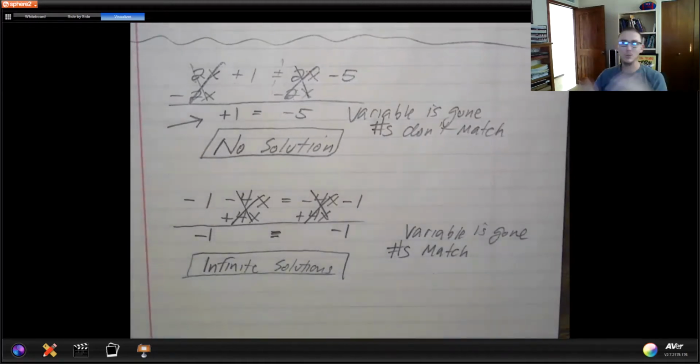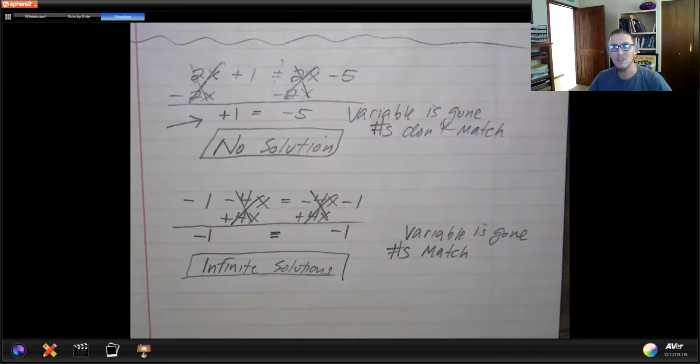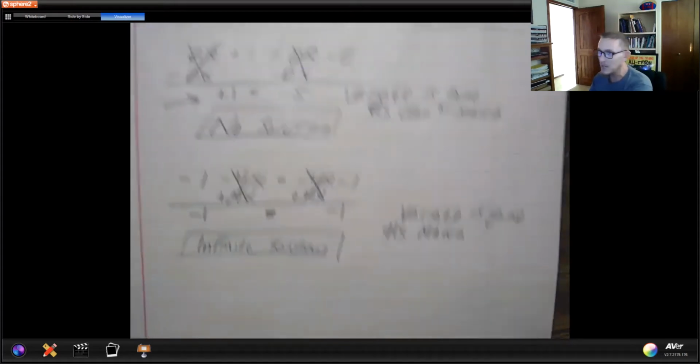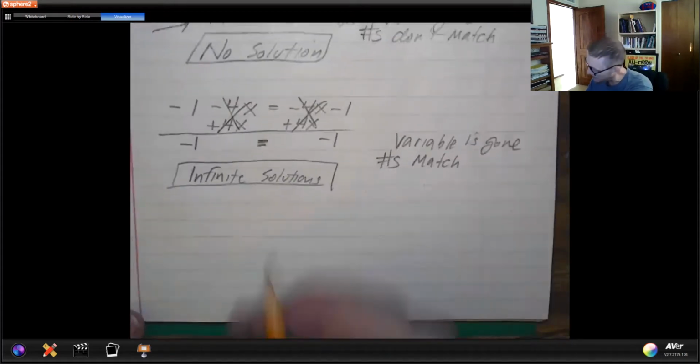So we had one solution, that's a normal equation. We've got a no solution, and we've got an infinite solutions. Now, the beauty with a lot of these is you're going to look at it and you're going to know right away what's going to happen because the variables are going to match up on both sides. And all you have to then do is worry about the number.